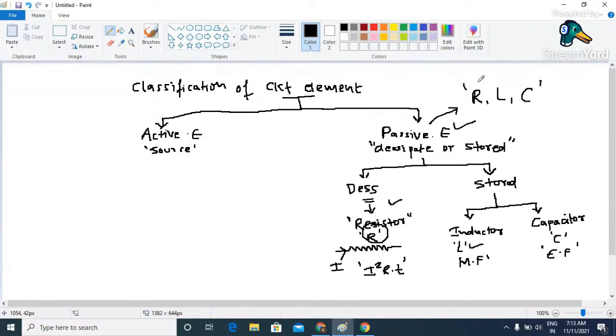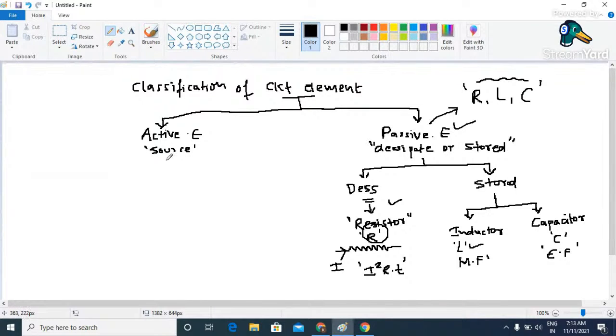But ultimately, all these three are nothing but passive elements because they are not going to supply energy on their own. Either they are going to dissipate energy or they are going to first store that energy, and then depending upon the requirement they will release that particular energy in the circuit. That is very important. Now let us come to this side.